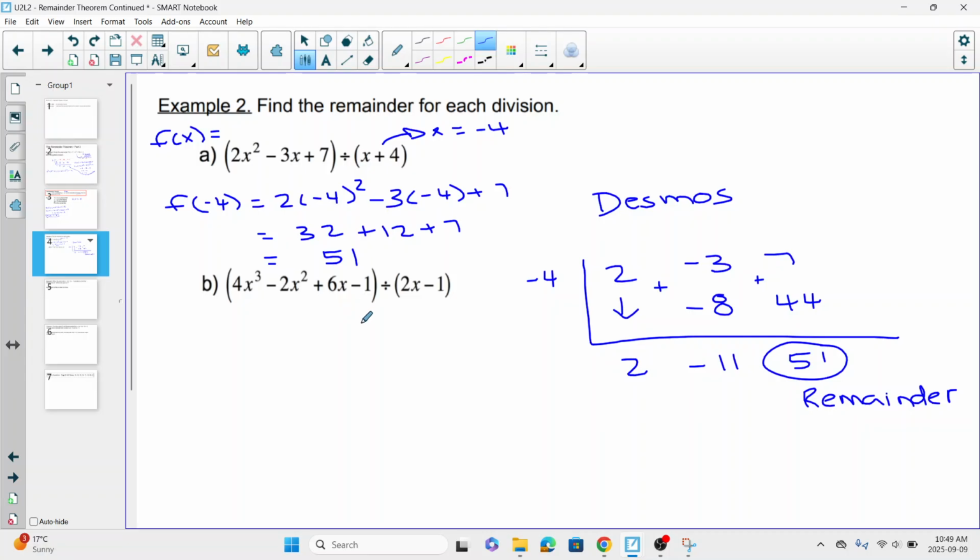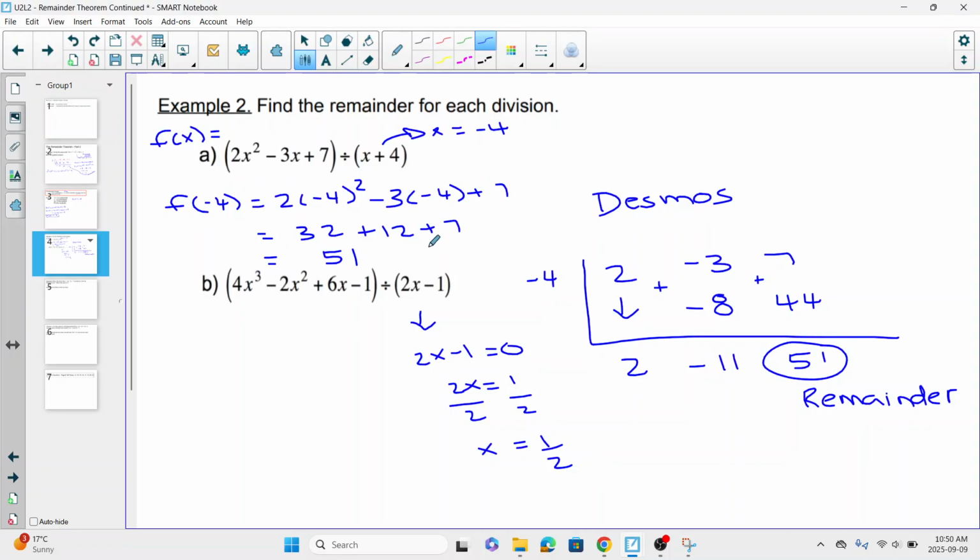Okay, so if we were doing this one here, again, we have to figure out what we're subbing in. If the divisor is 2x minus 1, we can set that equal to 0. Use our opposite operations to isolate x, and really the value that we're trying to sub in here is x is equal to 1/2. All right, so a little bit different, but again, now we're dealing with positive instead of that negative, and again, we have to make sure that we're rearranging to isolate our x.